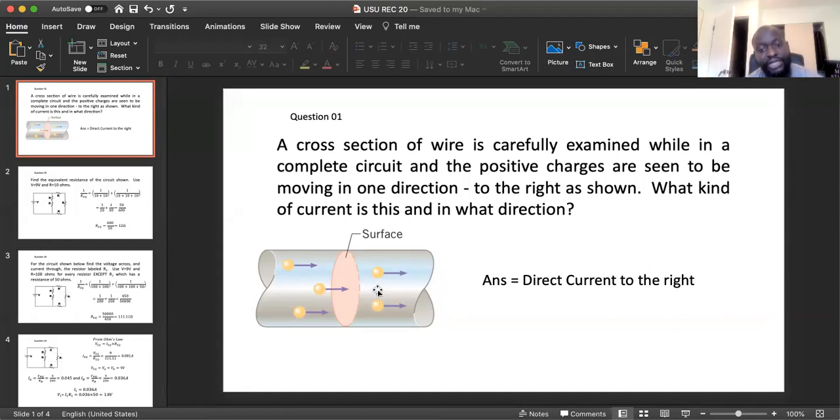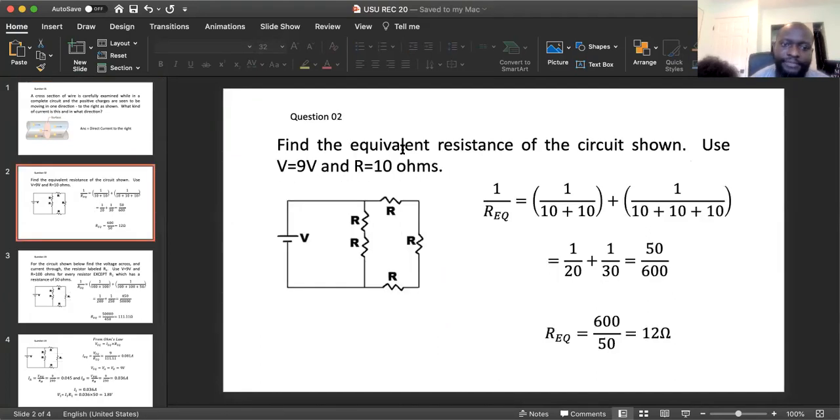So this is definitely a direct current. Depending on your notation or assumption, but I think your text uses the current to be the flow of protons, so the flow of positive charges. So positive charges are flowing to the right, so it's going to be a direct current to the right. Simple. Okay. The next question says, find the equivalent resistance.